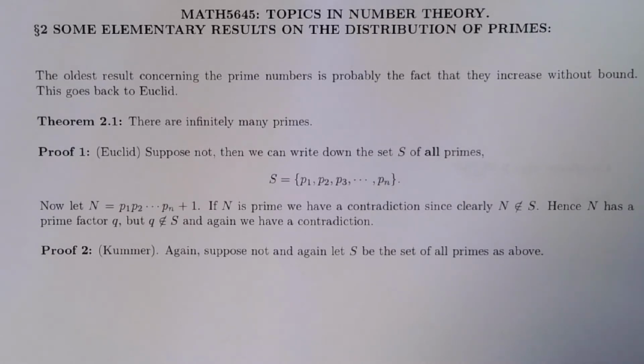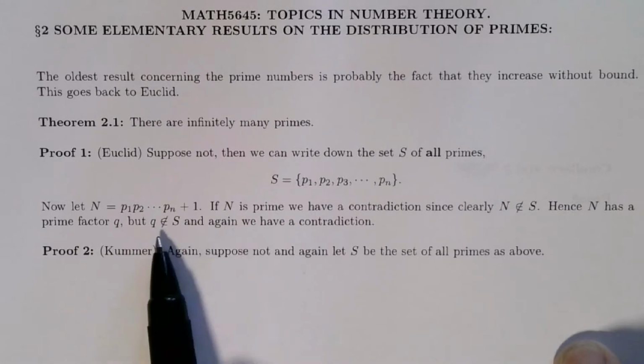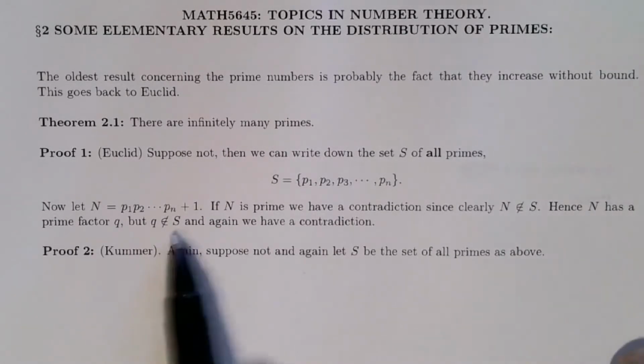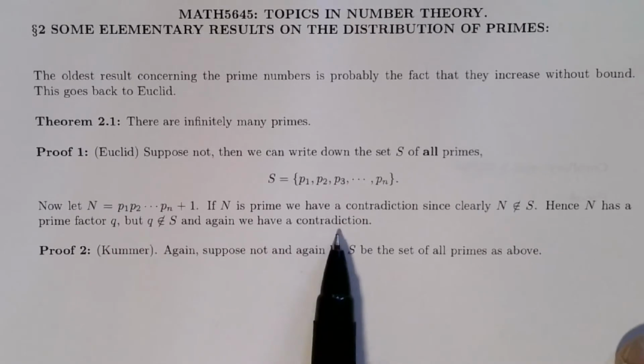And of course, if N is a prime, well, we have a contradiction because N doesn't belong to S. Otherwise, N has a prime factor q, but q doesn't belong to S either, because if I divide this number by any of the primes in here, the remainder's 1. And so q doesn't belong to S either, and so again we have a contradiction. It's a lovely little proof and goes back to the ancient Greeks, back to Euclid. Whether Euclid himself came up with this is not known, but it's recorded in his Elements.